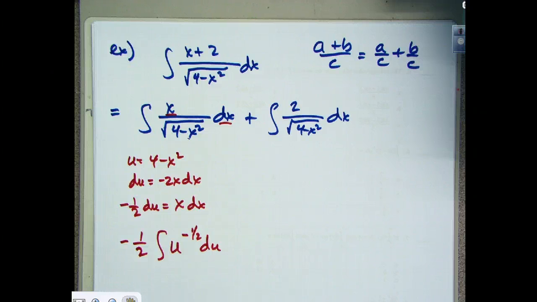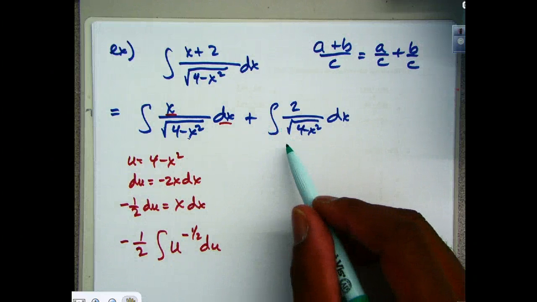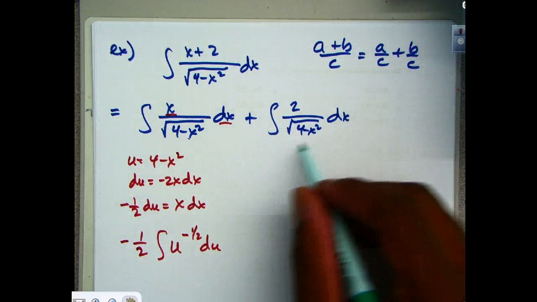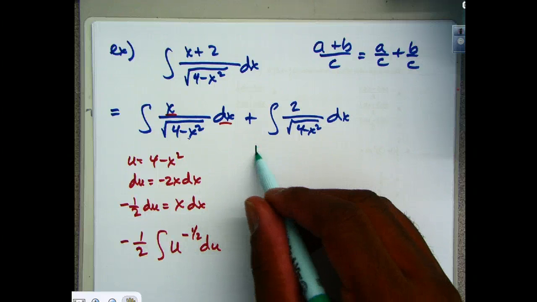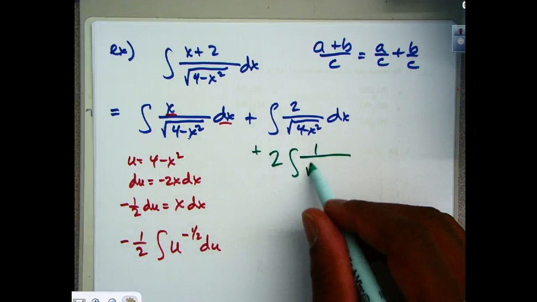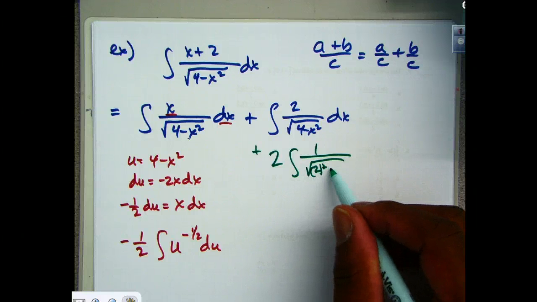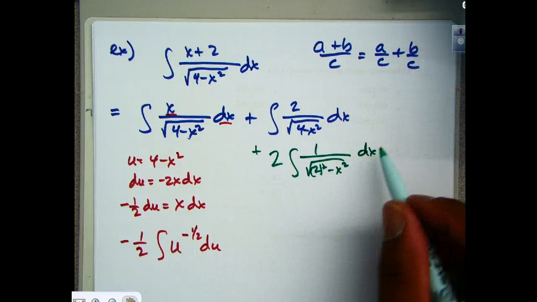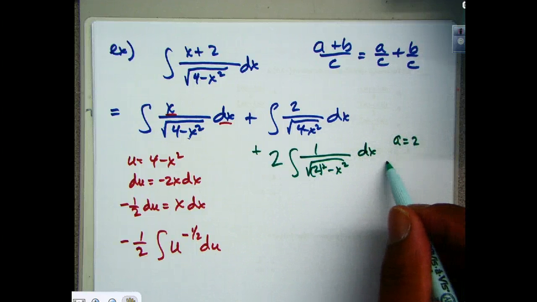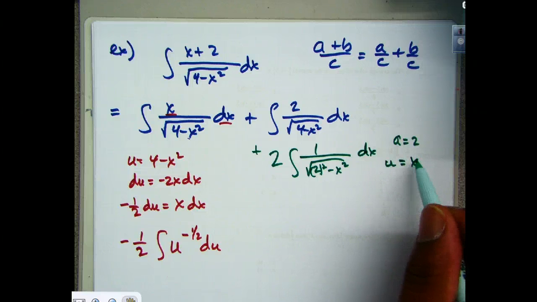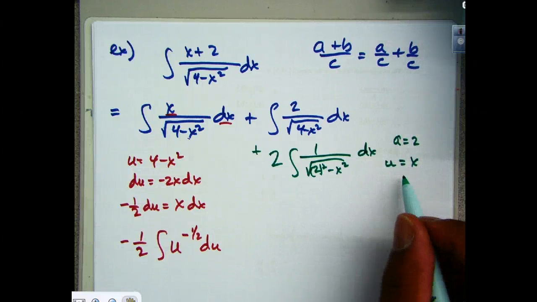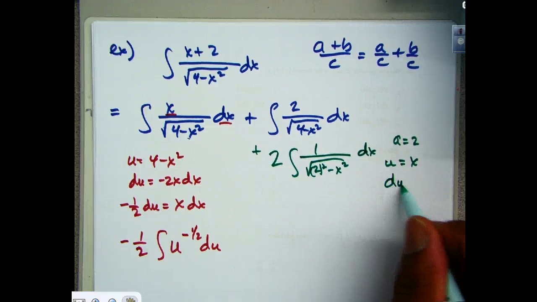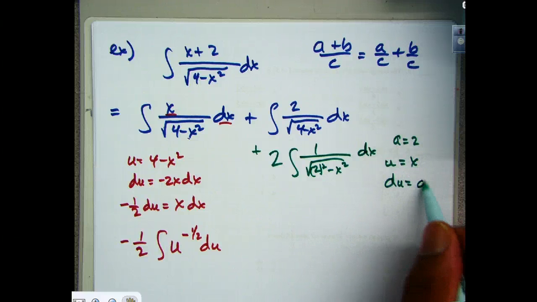Okay, my second integral, we can actually bring the 2 out front. So here, 2 times the integral of 1 over the square root of 2 squared minus x squared dx. So on this one, we're going to set a equal to 2, and u is equal to x. And du is just equal to dx.